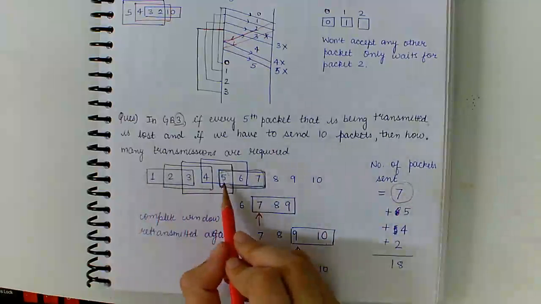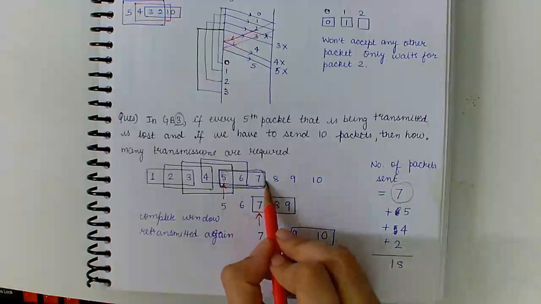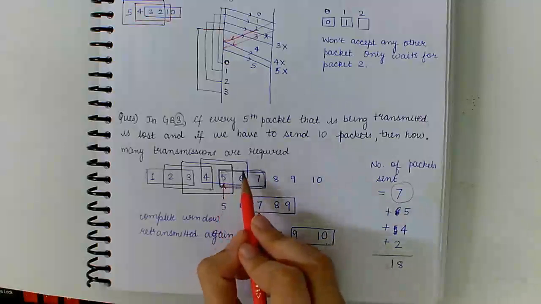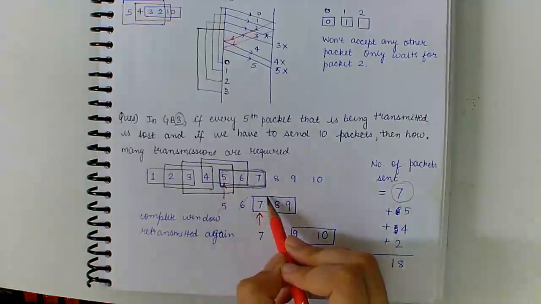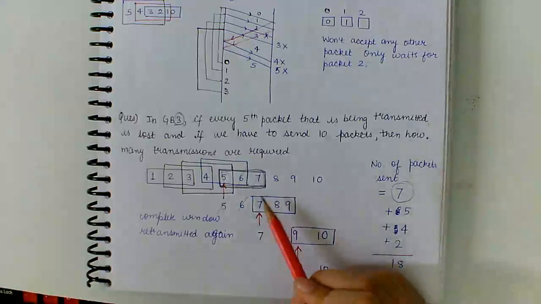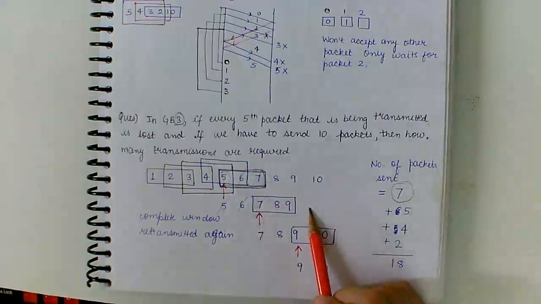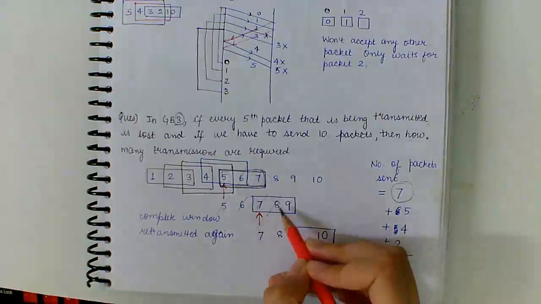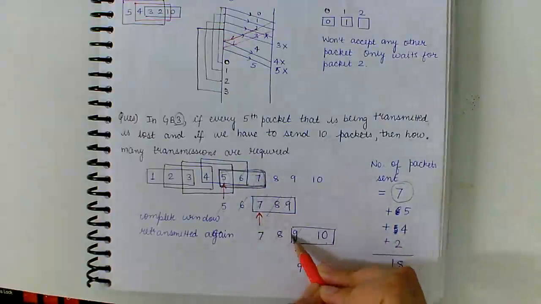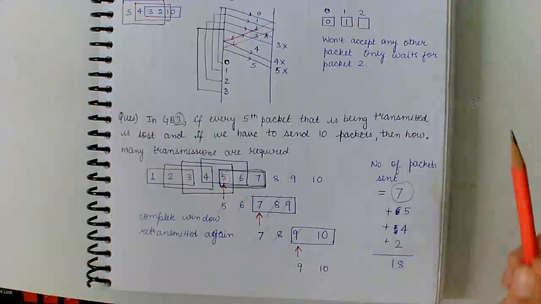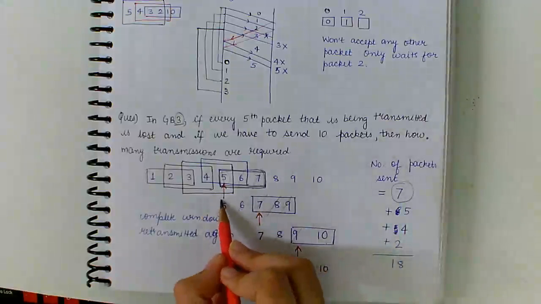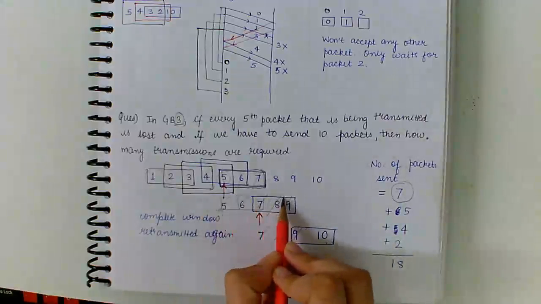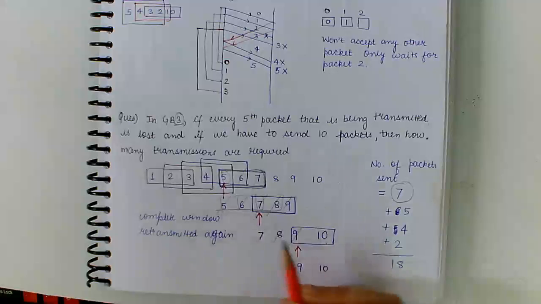For this, this is the 5th packet, 6th, 7th. Then again we start. This is first packet, second packet, third packet, fourth packet, and then 5th packet. So 7 will be retransmitted, and similarly this is 1, 2, 3, 4, 5, and 9 will be retransmitted. So for this one we will be sending this, then this, and at last this.